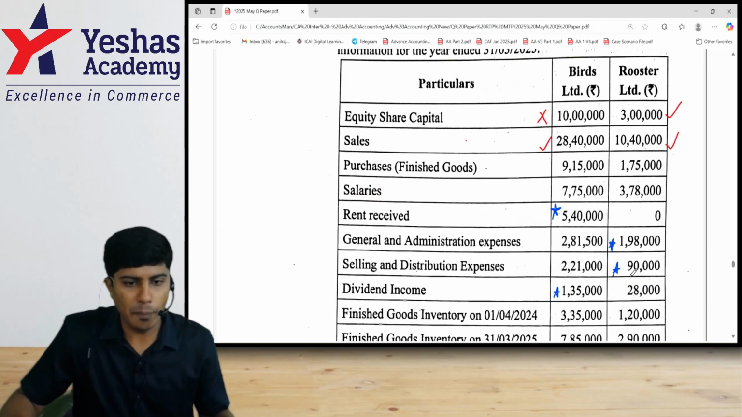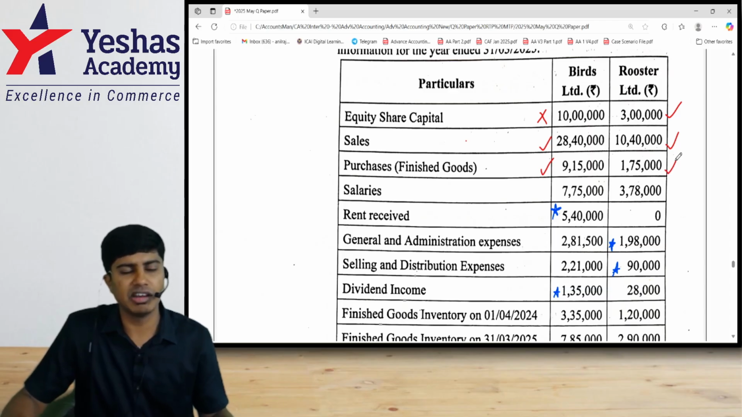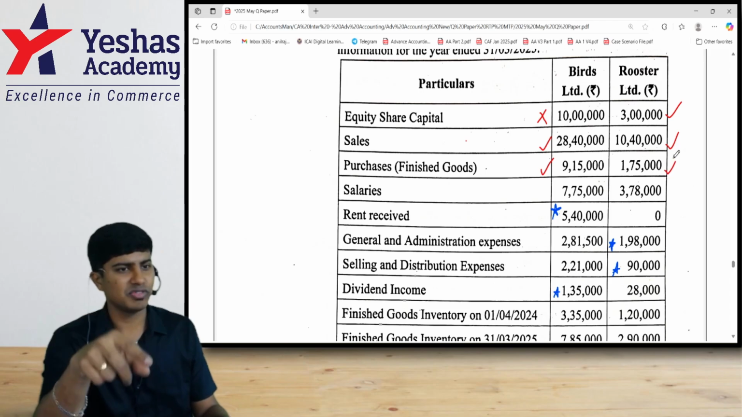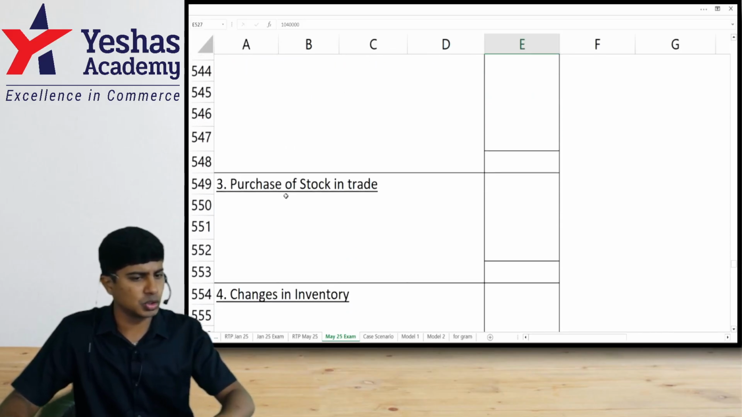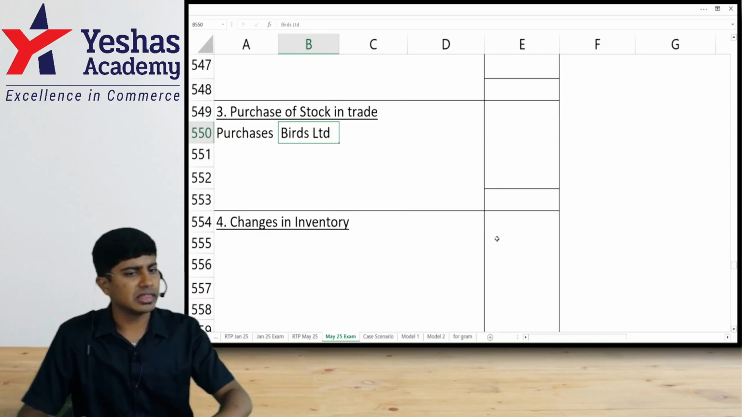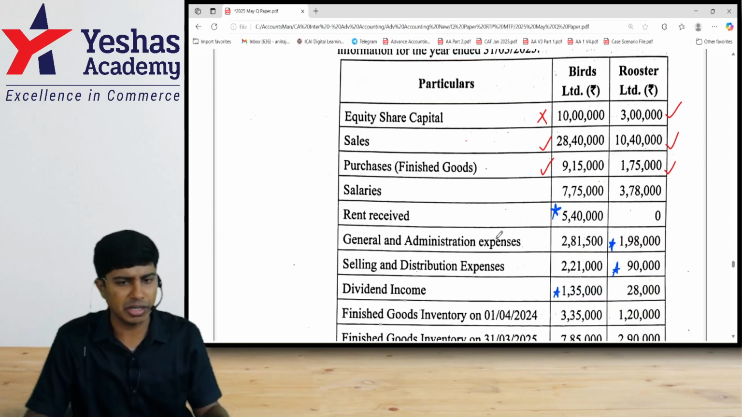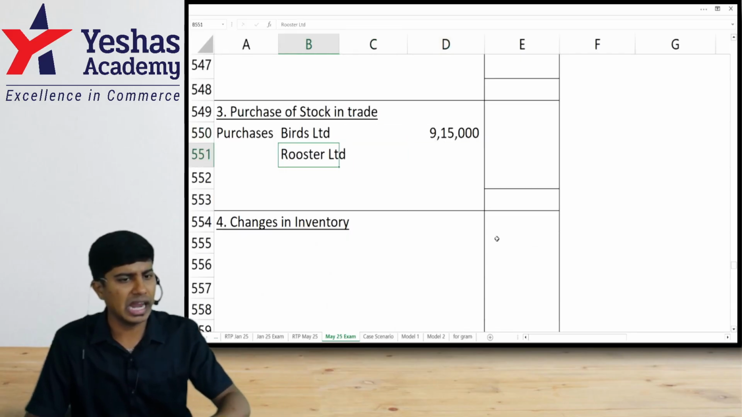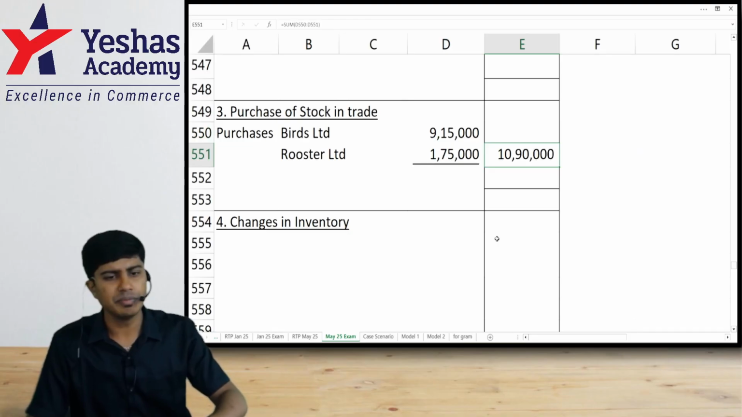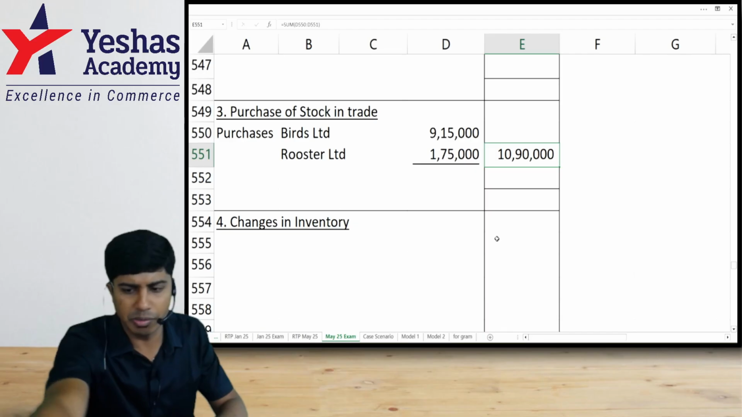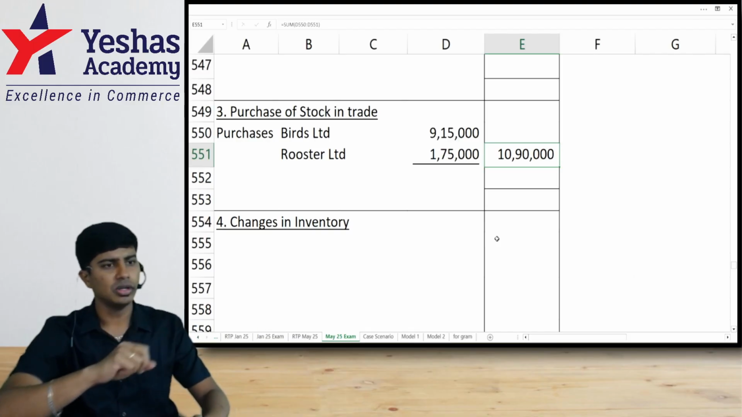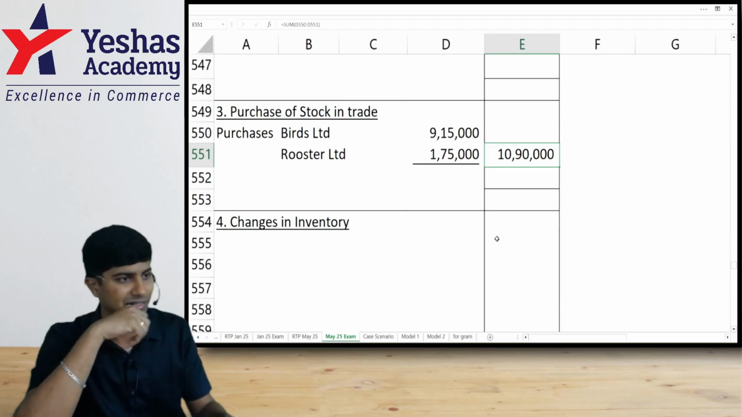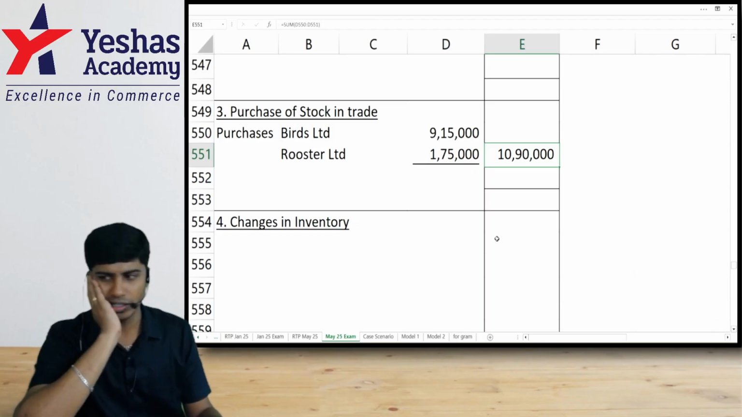Okay. Next, we have purchases of finished goods. Purchase of finished goods of Birds 9 lakh 15, Rooster 1 lakh 75. They don't have any intercompany sales. If it was there, I would have eliminated it from sales and purchase. Now I'll write this purchase of stock in trade as a separate note to account. I would write here purchases, that of Birds Limited 9 lakh 15. Am I right? That of Rooster Limited 1 lakh 75. Putting it together, how much is it? It's 10 lakh 90. Everybody got this? I'll keep this in the inner column. I'll not post it to consolidated PL right now, because what if there is an adjustment of purchase return? It's not there, but let's be ready for it even if it's there.